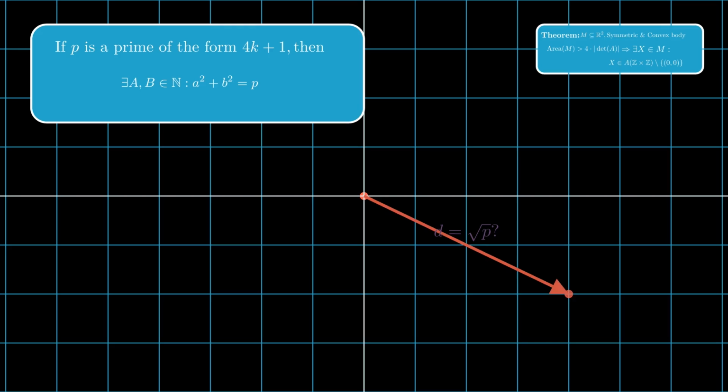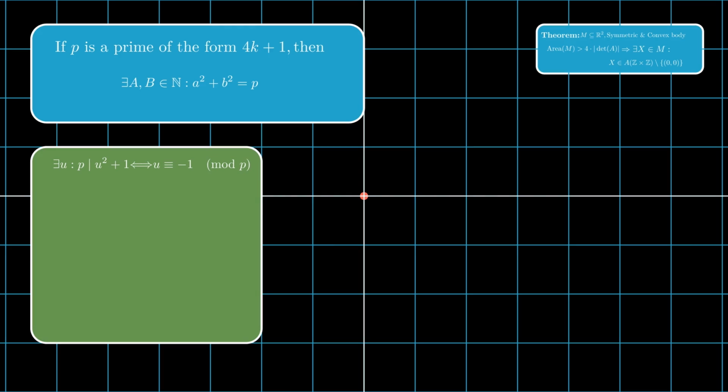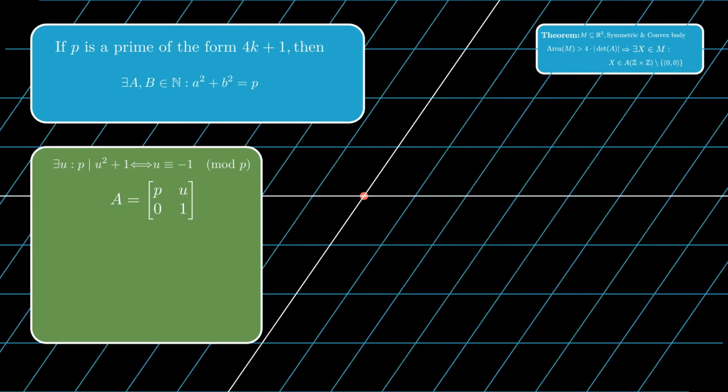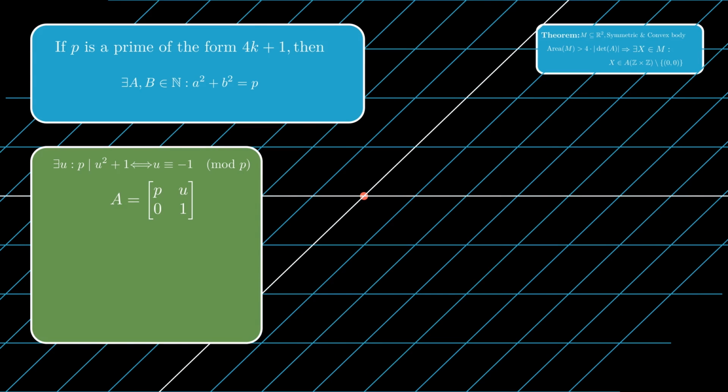To do this, we'll need the following fact, which I won't prove here as it is not central to our task, but you can find a proof in the description. For p of the form 4k plus 1, we know that there exists some integer u such that p divides u squared plus 1. Now consider the linear transformation given by the matrix A.